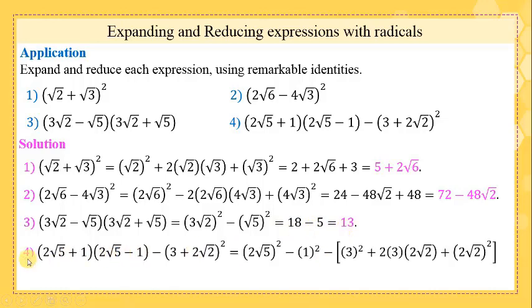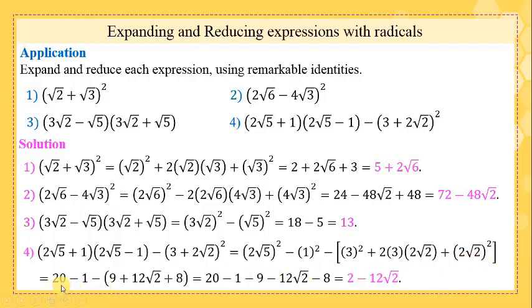The last one, number 4, 2 radical 5 plus 1 into 2 radical 5 minus 1, minus 3 plus 2 radical 2 square. For the first two parentheses we apply the third remarkable identity, 2 radical 5 square minus 1 square. Minus, here students pay attention to open the bracket. Why? Because here we have minus and the minus will change the sign. So we make a bracket and we apply the remarkable identity, 3 square plus 2 into 3 into 2 radical 2 plus 2 radical 2, all of it to the power 2.